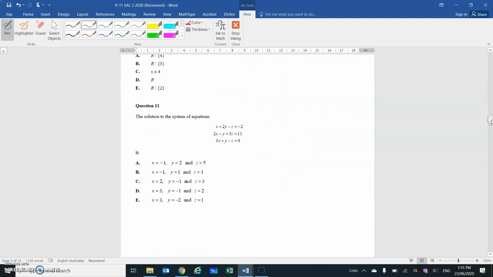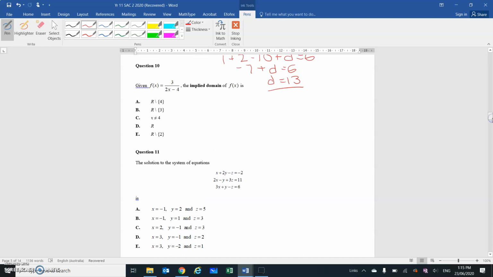Okay, question 10. Question 10 is just seeing if you understand how to graph this. This is a hyperbola. Question is, where are the asymptotes? So it's not moved up or down. So you've got one asymptote here.